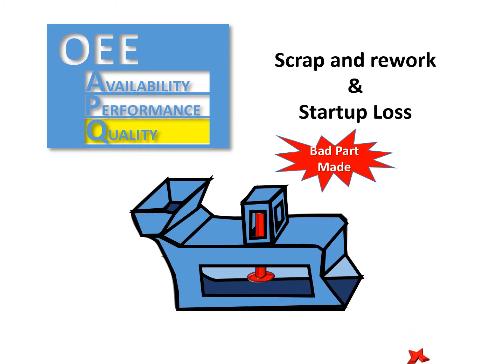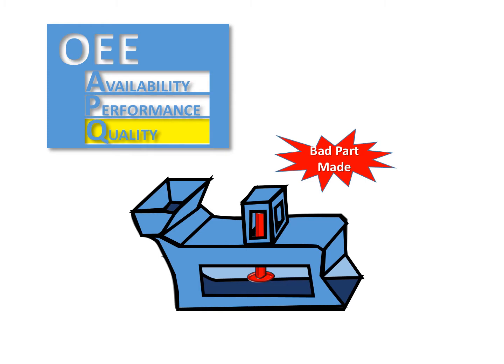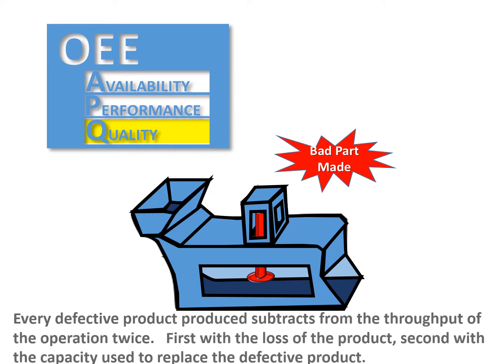There's nothing to do but sort and throw away the defective parts and replace them with good ones. This situation hits us twice, first with the loss of the original product, and second with the capacity we had to use to replace the defective parts. So we pay twice for one mistake. And of course, Murphy's Law says that this will happen the most on those critical orders.